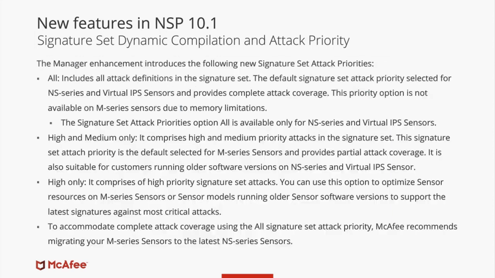The options include all, high and medium only, and high only. The high only is primarily useful for M-series sensors running older sensor software or the oldest versions of NS-series sensors. High and medium is basically useful for sensors that are running the latest versions of code where the memory's been optimized more and lets the M-series sensors support more signatures. And the all option is available for NS-series and virtual sensors that are at the latest releases.